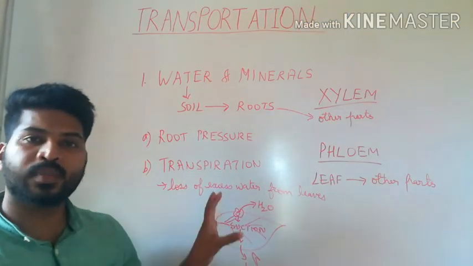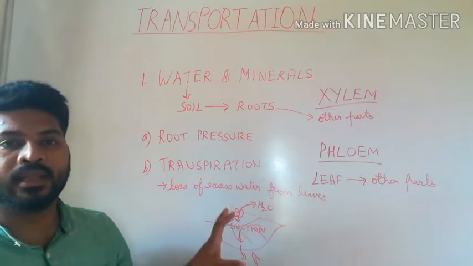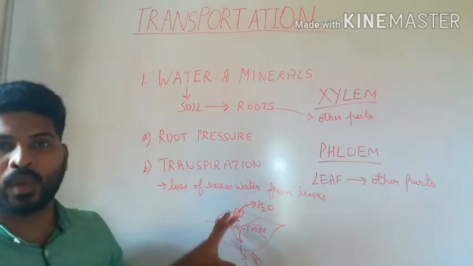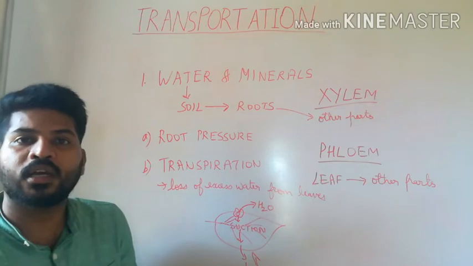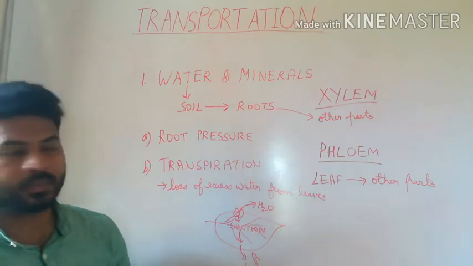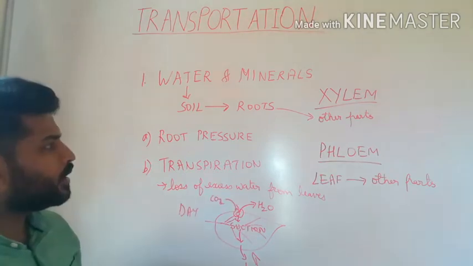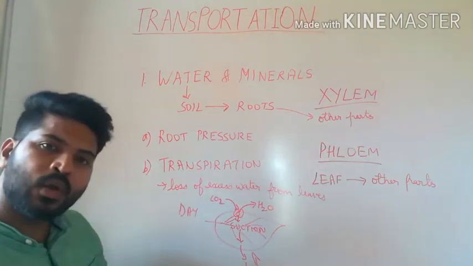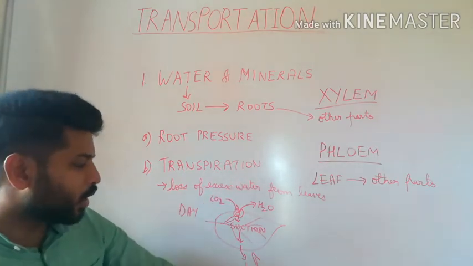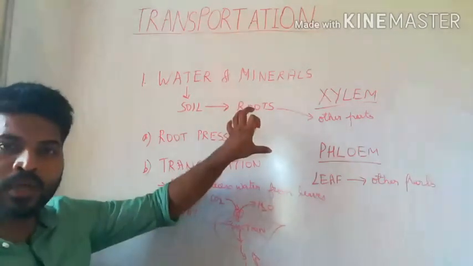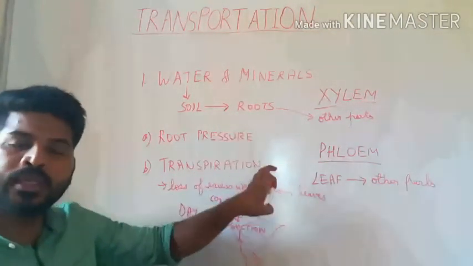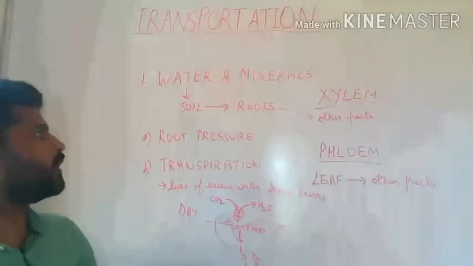Not only that, transpiration is required for maintaining the temperature of the leaves. When water is lost, it creates a cooling effect. Transpiration takes place through the stomata. Minerals are dissolved in the water, so when water is taken to different parts of the plant, along with it the minerals are also transported.